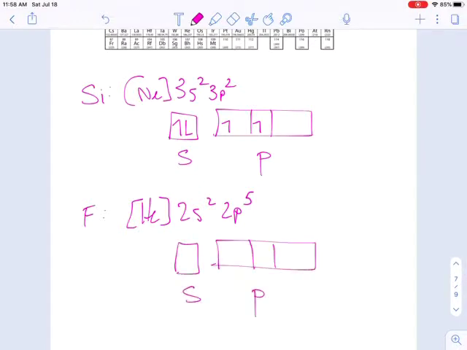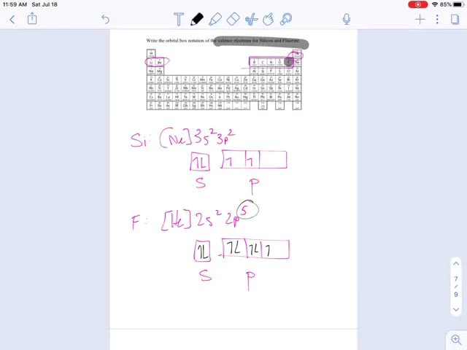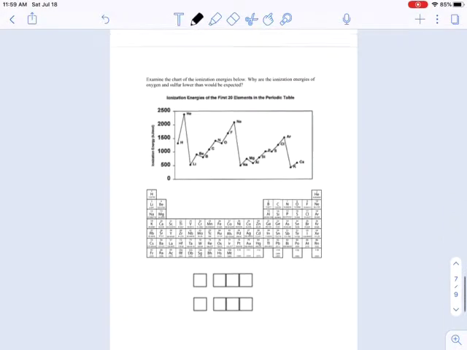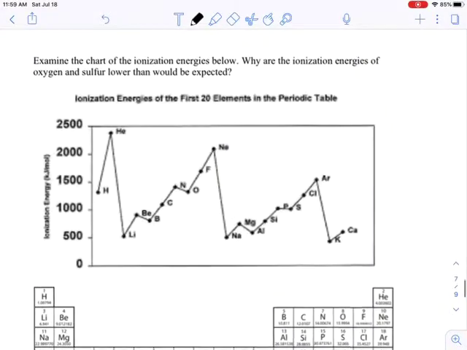So if we go to draw the boxes for those guys, s and p, we have s2. So first thing we're going to do is put one up and then one down, because that's how it works. And then p, we need five. So we'll go 1, 2, 3, and then 4, and then 5. So that's the valence box notation for this one.